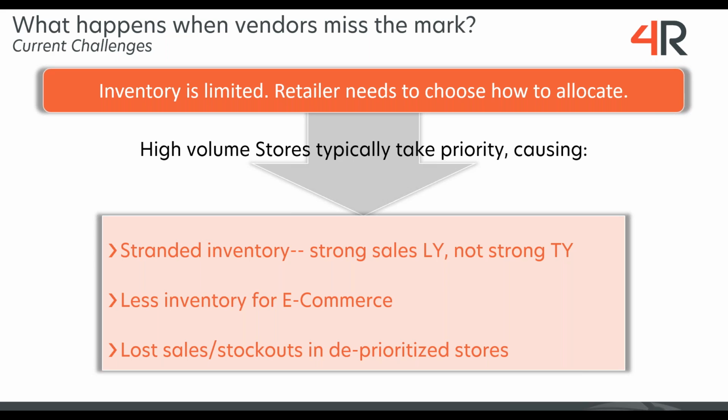such as stranded inventory in those stores that performed well last year, but aren't performing this year. And even if the retailer has the ability to transfer inventory, they are left with the costly store transfers to the stores that are selling. This method can also leave less inventory for e-commerce sales and can create lost sales and stockouts in the stores that are selling better this year. So both scenarios, whether the retailer is slightly overstocked or slightly understocked in their inventory, require a better approach.